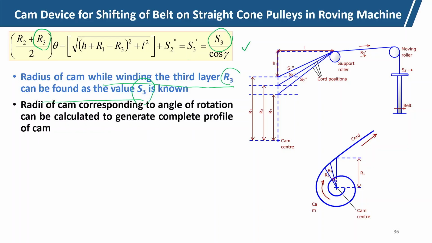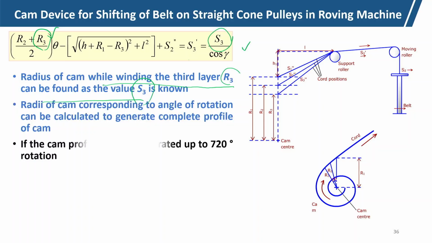So, the radius of the cam corresponding to the angle of rotation can be calculated to generate the complete profile of the cam. So, R1, R2, R3. If we can keep on calculating, we can generate the complete profile for a particular design and see how the shifting can be performed.